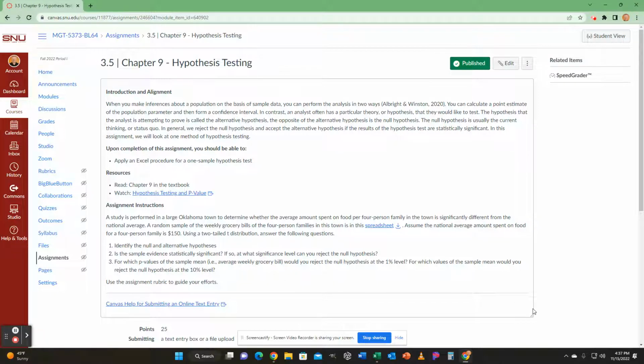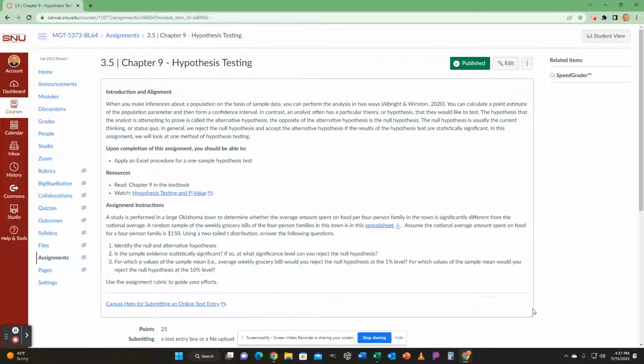One of them, we can use the population parameter and look at confidence intervals, and that's what assignment 3.4 was about. In this assignment, we're looking at maybe a particular theory or what we would call a hypothesis that we want to test. And in doing that, as an analyst, you come up with an alternative hypothesis and a null hypothesis. The null is usually the status quo as to what we think it should be.